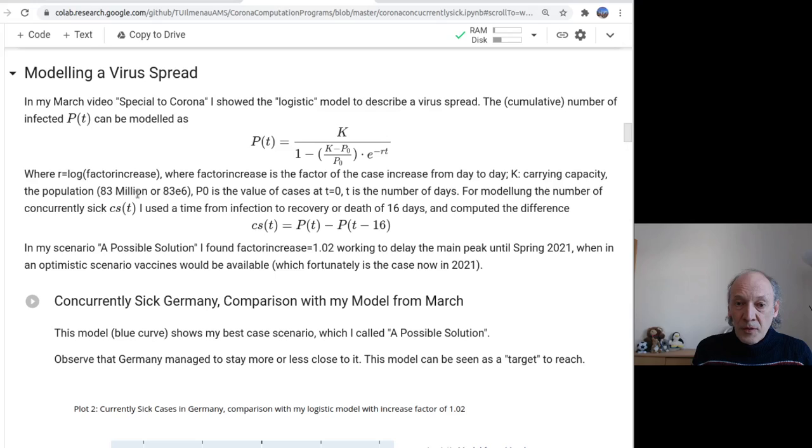And then in this video from March, this very early video, I've already found a scenario which I called a possible solution, because that looks like a possible solution, like the name says. And I found if we have a factor of 1.02 for this factor of increase, then we can delay the main peak until spring 2021. And in my optimistic scenario, that's where a vaccine would be available, which fortunately is the case now in 2021. So it's kind of like the happy end now that we indeed have vaccines, although it's kind of going slowly, but we have them. That's the important part.